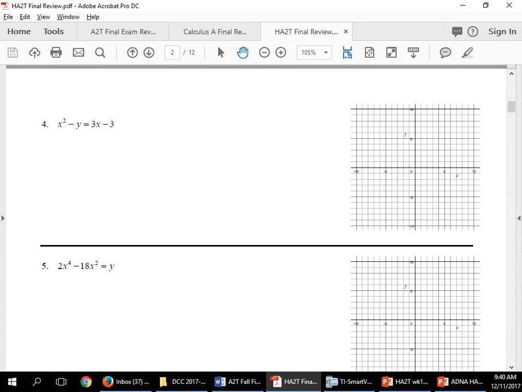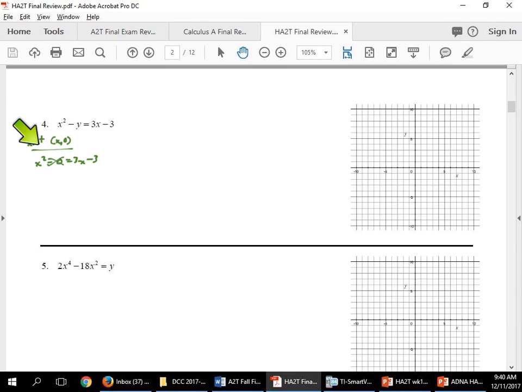Okay, let's do number 4 right now. The first thing I want to do is find the X-intercept. Now, for your X-intercept, you want to plug 0 into the Y value. And so when you do that, you get something that looks like this. And then your job is just to get the X alone. In other words, isolate the X.